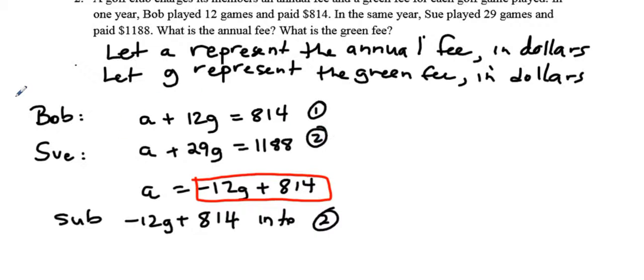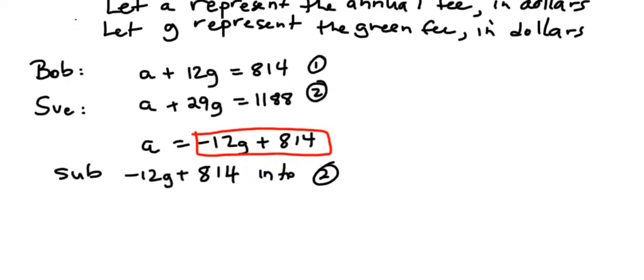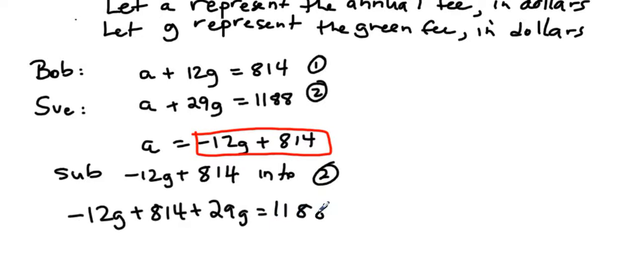All right. Where am I putting it? Well, I'm putting it where the A is, right? So I'm going to write minus 12G plus 814 plus 29G equals 1188. So I've substituted this part here in the second one. This is where the A was, right? And then this is the rest of it. Okay, let's make sense of that.